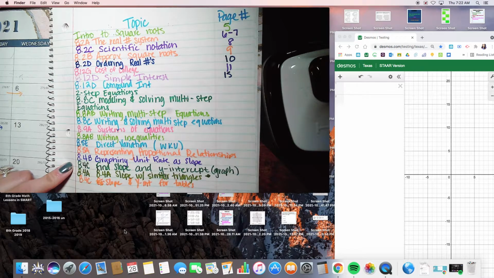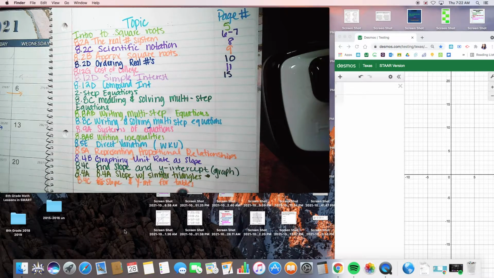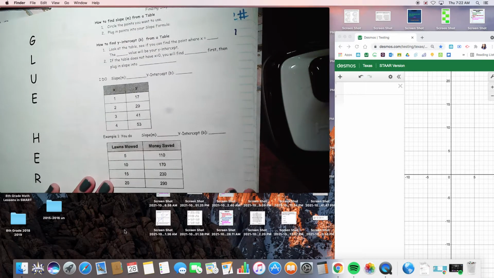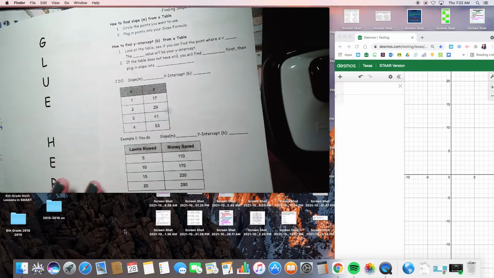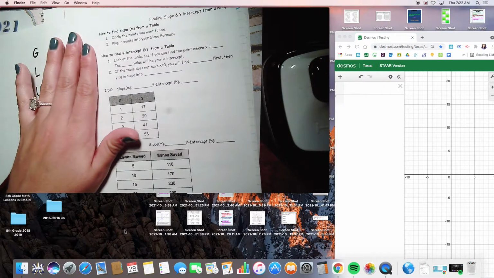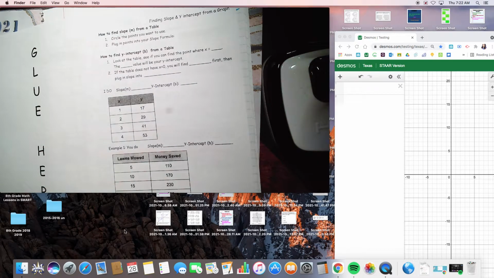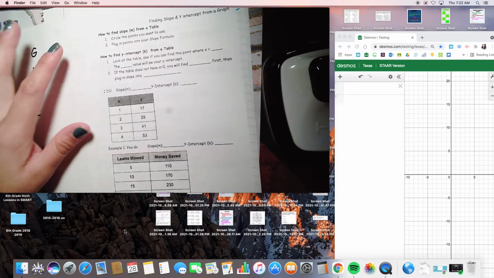Okay, so on Monday and Tuesday, we worked on finding slope and y-intercept from a graph. Now I'm going to teach you how to find it from a table. So you should have this notes page right here. We are going to go ahead and get started. If you don't have it, you can grab it from the cart in front of the classroom.